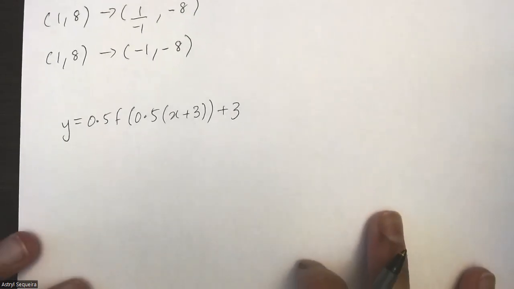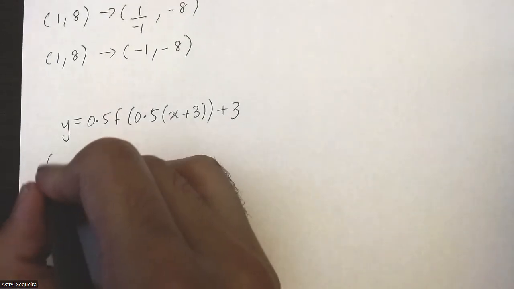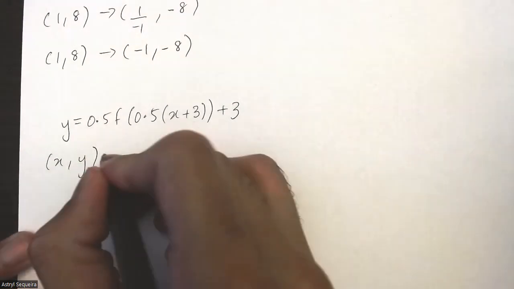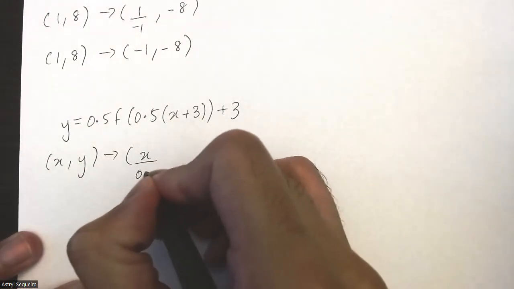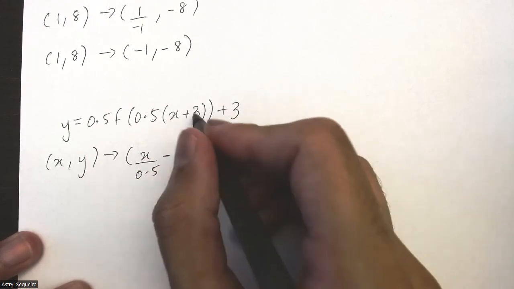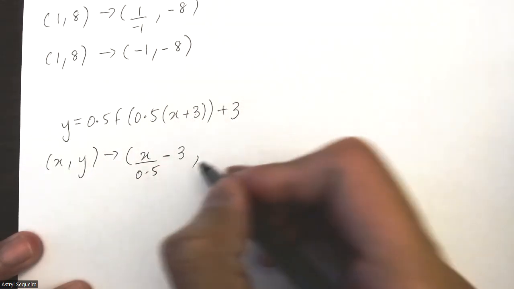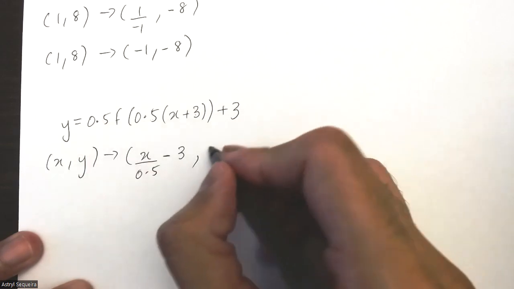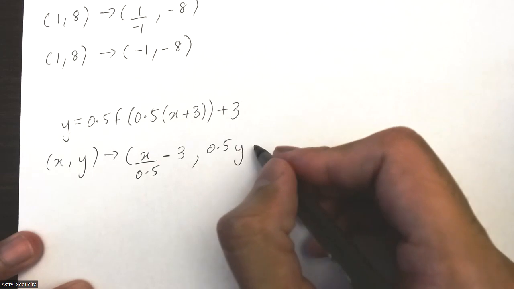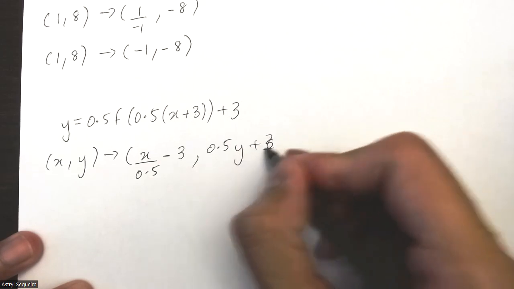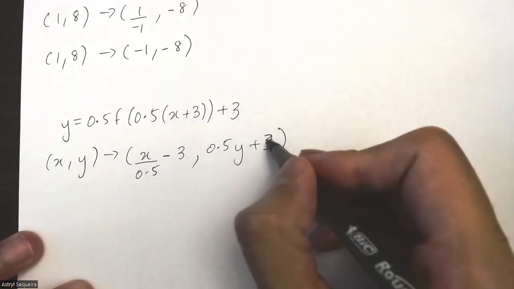And let's take a look at our last example here. So (x, y) gives me x over k, which is 0.5, minus d, which is 3, and a is 0.5 as well. So ay plus c, and c is +3. So that is my mapping rule right there.